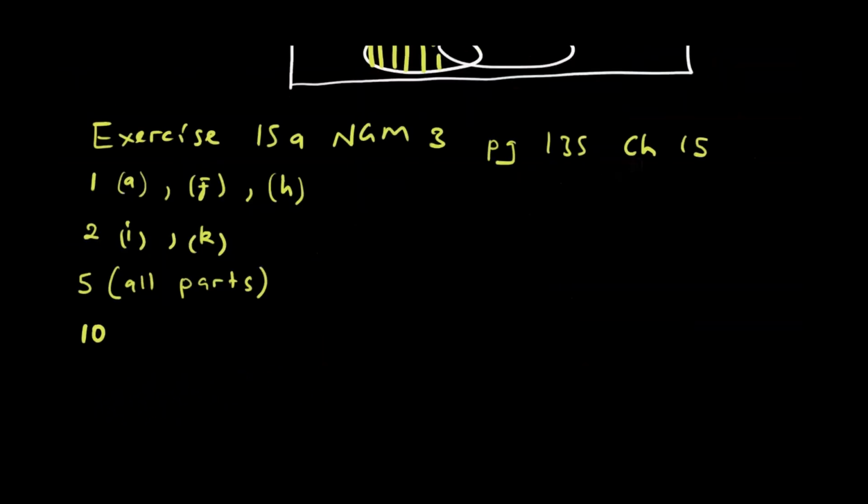That is going to be our exercise: 15A, New General Mathematics, Book 3. It's page 135, chapter 15. The chapter is called Sets. I want you to do 1A, 1F, 1H, 2I, 2K, number 5, all parts, and number 10. Those are the practice questions which I want you to do.